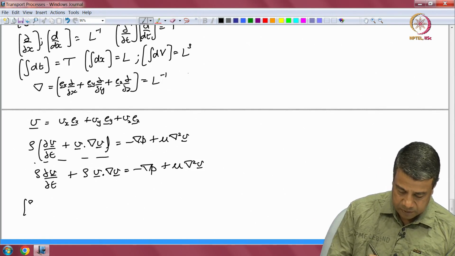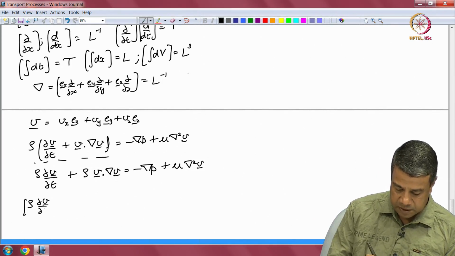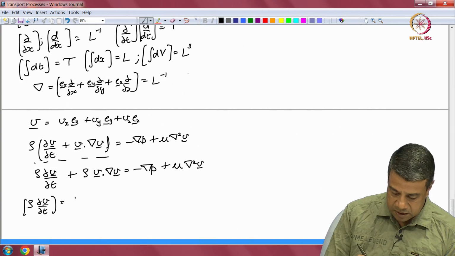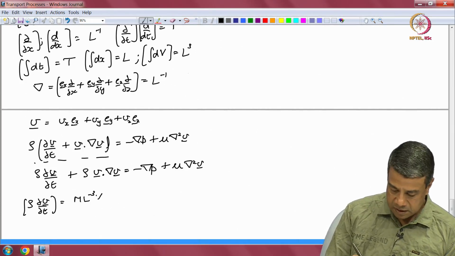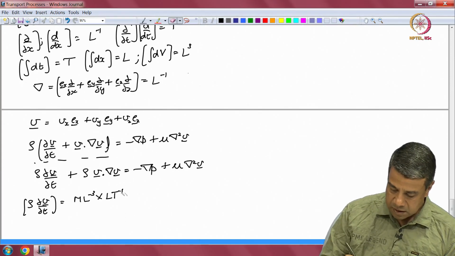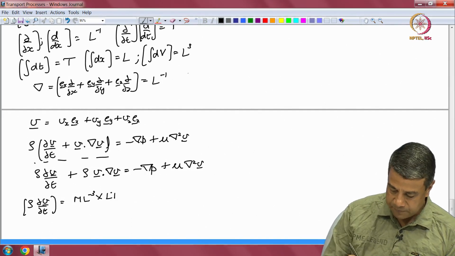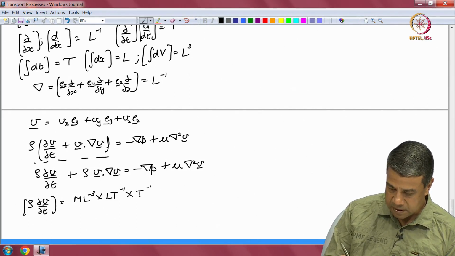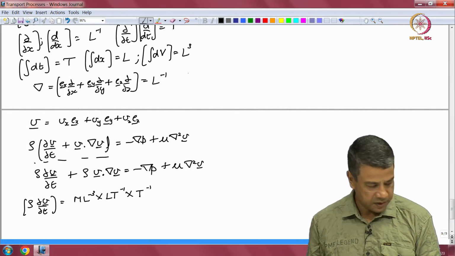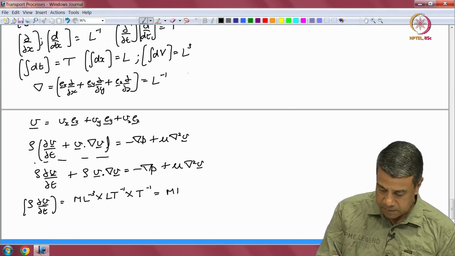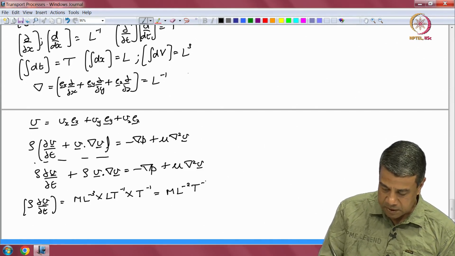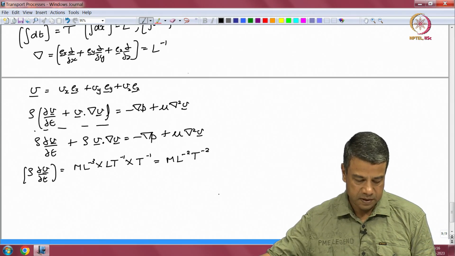First term, rho partial v by partial t. Density is m L power minus 3. Velocity is L t inverse. And I have a derivative with respect to time. Therefore, the derivative with respect to time has dimensions t inverse. And you can easily verify that this is equal to m L power minus 2 t power minus 2.